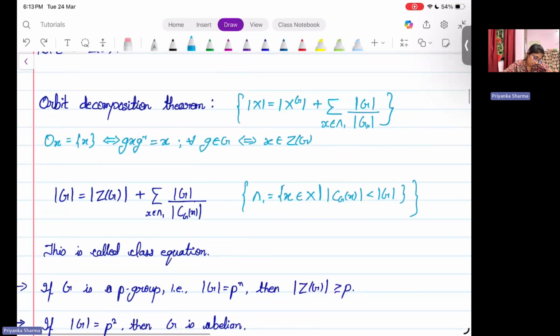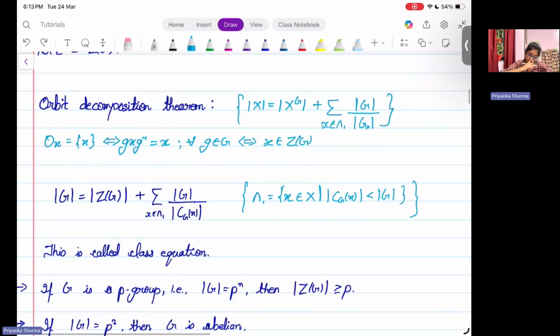Now, what will be the form of the orbit decomposition theorem? Suppose we have a group G acting on some non-empty set X, then this expression is the orbit decomposition theorem. That is, the cardinality of the non-empty set X will be the cardinality of X^G plus the summation of cardinality of G divided by cardinality of G_x, where this summation is taken over x belonging to lambda 1.